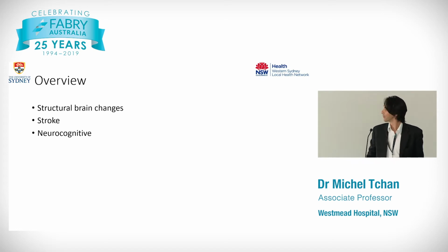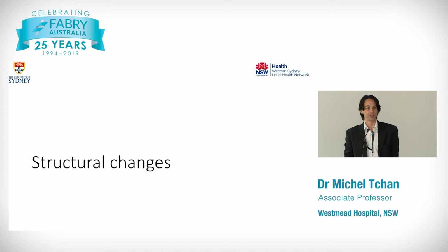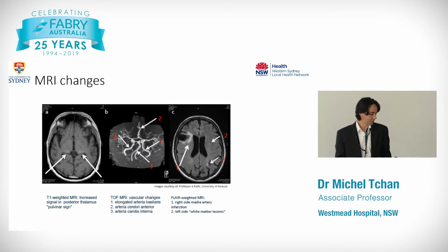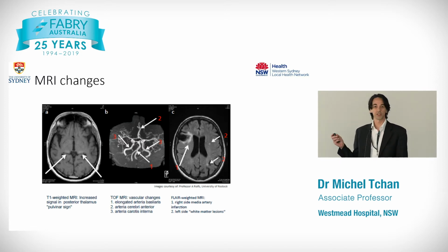Is that better? Yeah? All right, so structural changes first. MRI scans allow us to look inside people's heads non-invasively, which is a very good thing. In the literature there's I guess three different bits to what we can see when we do MRI scans. And the first one I'm going to talk about is a thing called the pulvinar sign, and this was described a few years ago as being what we call pathognomonic, in a sense diagnostic of Fabry disease.